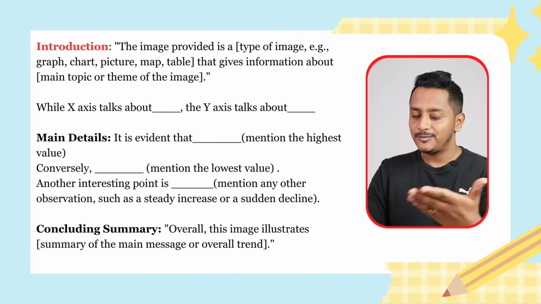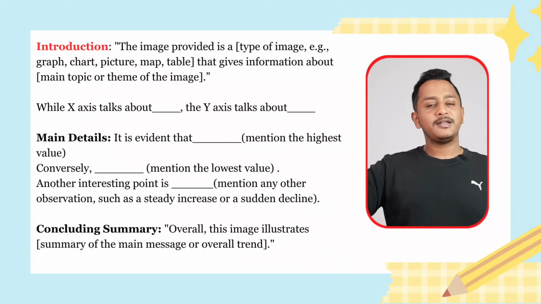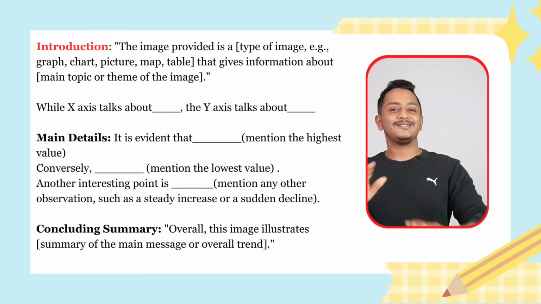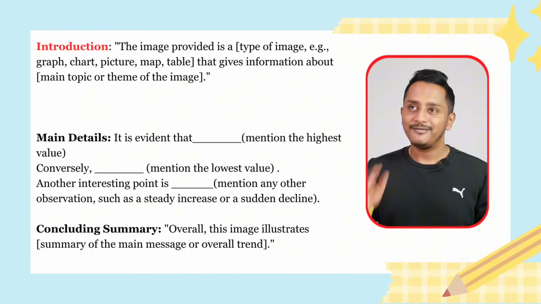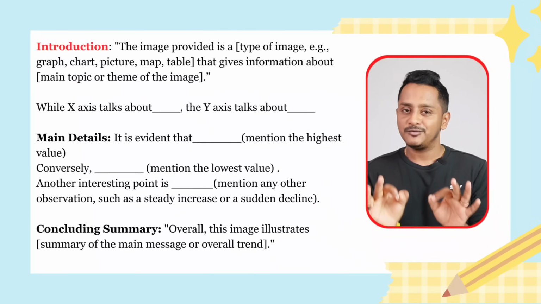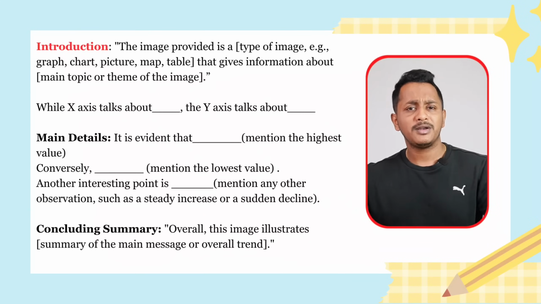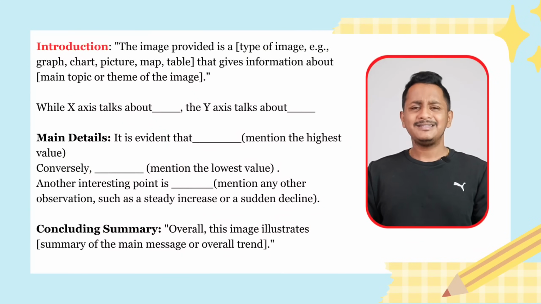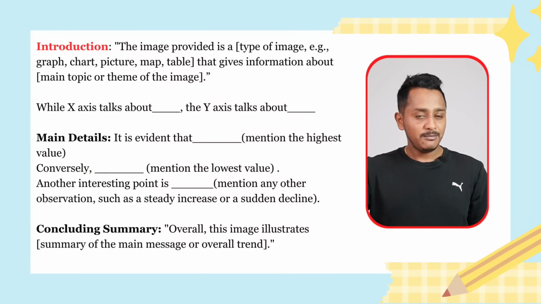Remember that x-axis, y-axis will come only for line graph, bar graph. If it's some other graph like pie chart, table, or if x-axis, y-axis is not given in the picture, then remove this line. Use this line if x-axis, y-axis is there. Usually it comes for line graph, bar graph. For other graphs it will not come, but let's say some other new graph they invented and gave you x-axis, y-axis. Just read this, while x-axis talks about, y-axis talks about, by looking at the image.